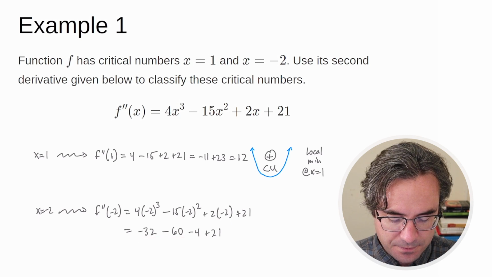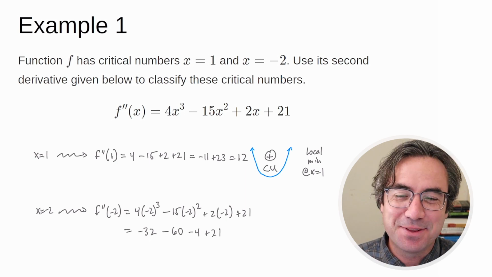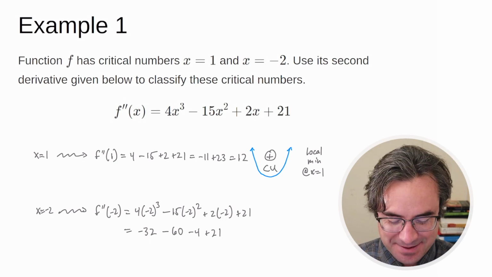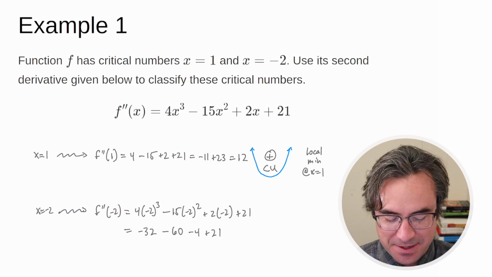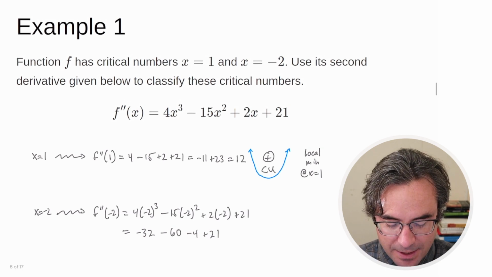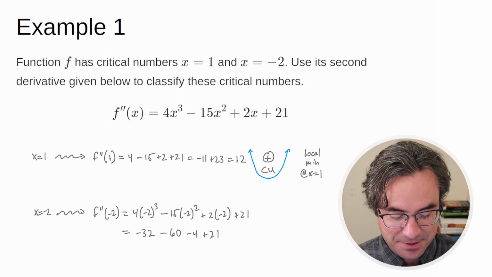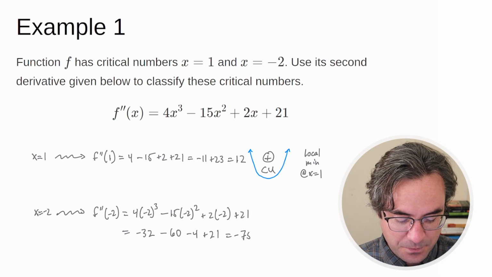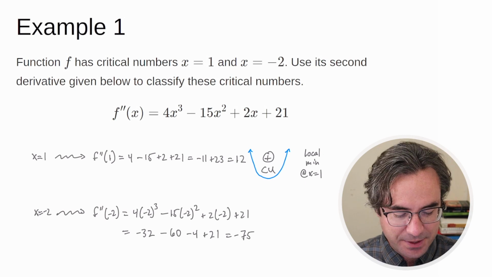So if we want to try to simplify this, maybe it's not too bad. We can do that. 21 plus -32, that's going to be -11. And so we have -11 minus 60, so -71, and then -4, -75. Again, we don't really care too much about the number. It's just, is it positive or negative? So we can tell it's negative here.